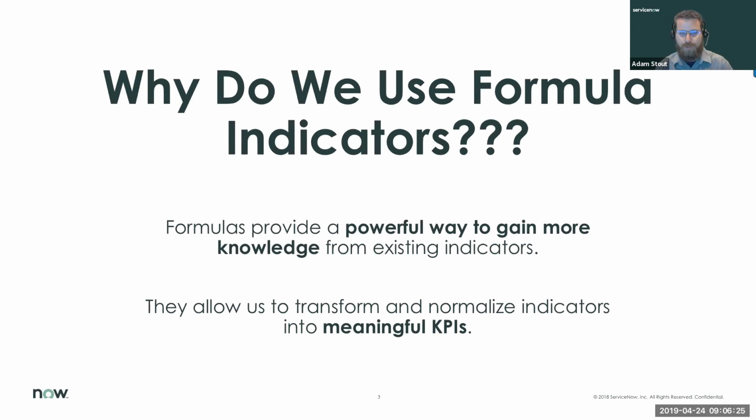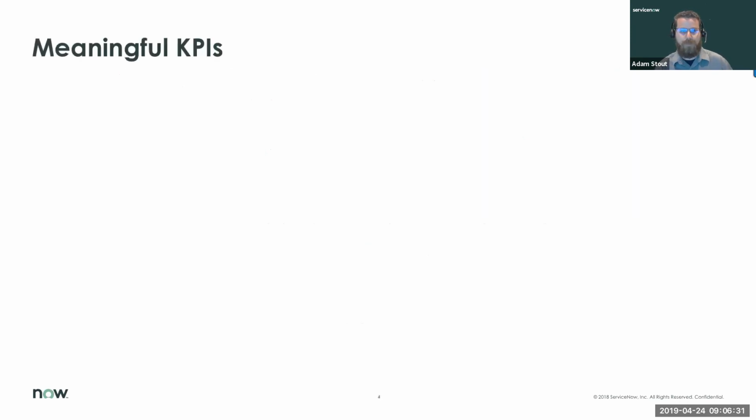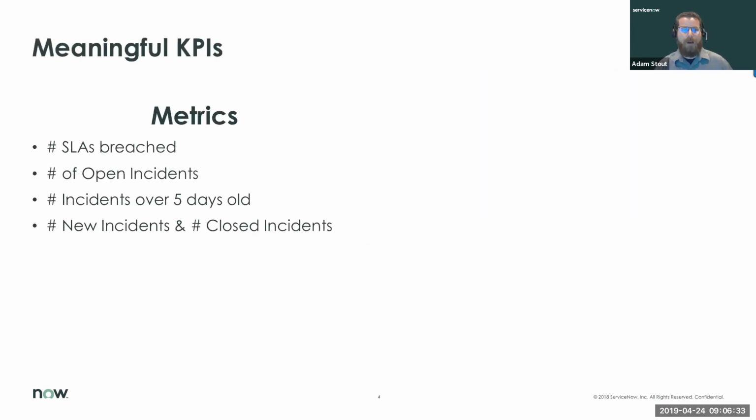Automated indicators are useful, but most of the time they're useful because we can use them in formulas and to normalize and transform them. So what do I mean by that? Really common indicators we see are the number of SLAs breached, the number of open incidents, the number of incidents over 5 days, new incidents, closed incidents. Great, but those really are metrics. They're not KPIs. They're hard.